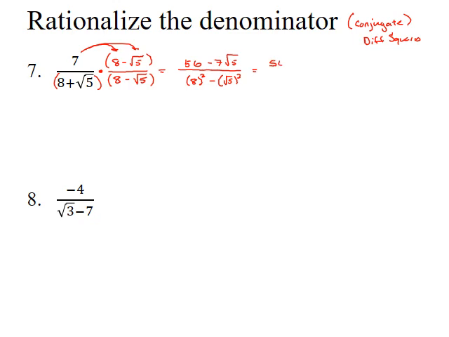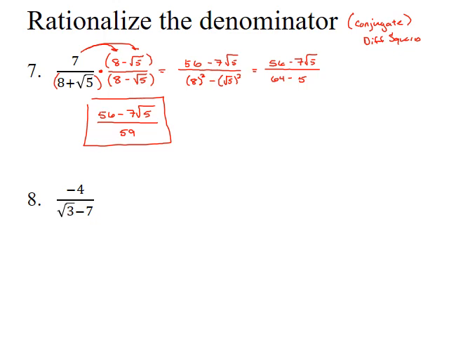This would be 56 minus 7 square roots of 5 all over 8 times 8 is 64 minus root 5 times root 5 is 5. That becomes 56 minus 7 square roots of 5 all over 64 minus 5 is 59. That is your final answer. It doesn't look as pretty. The radical is now on top though, and there are no radicals on the bottom, so therefore it is rationalized.